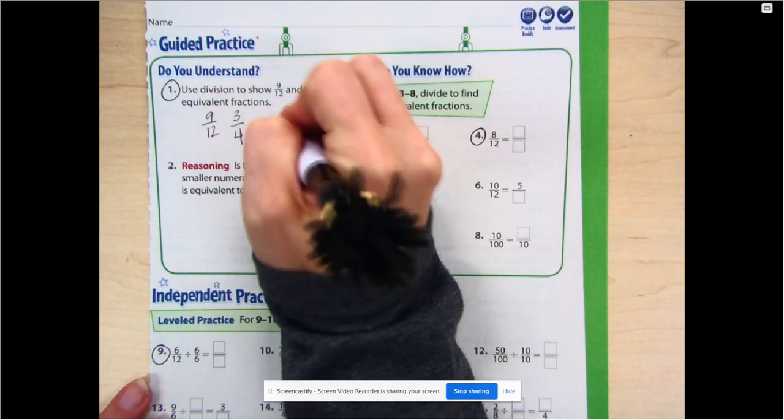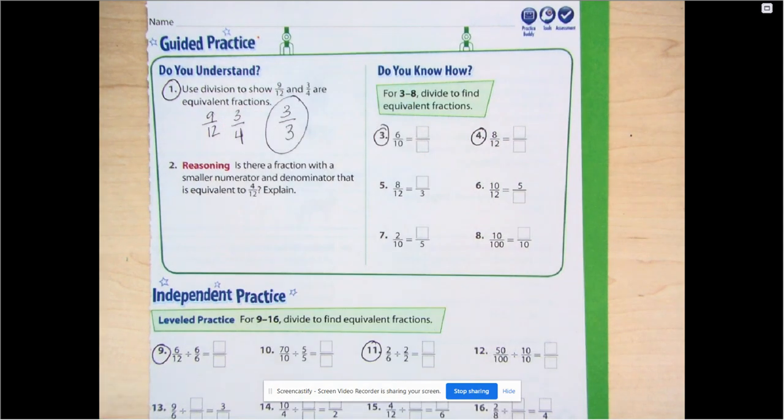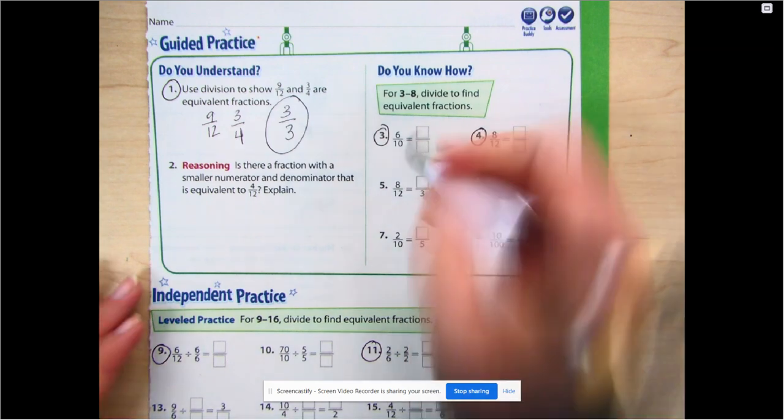Hopefully you wrote down 3/3. That is the fraction that we divide by in order to create that second equivalent fraction. Okay, now I'd like us to take a look at question 3.